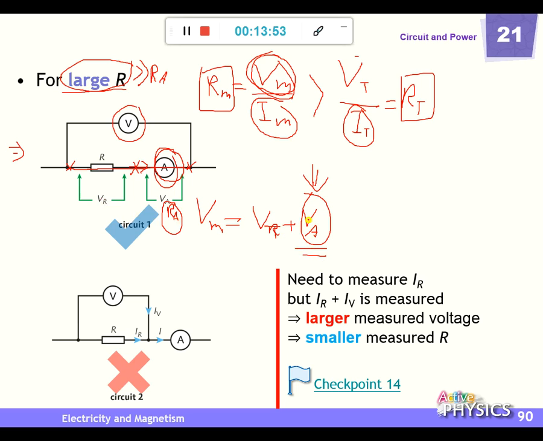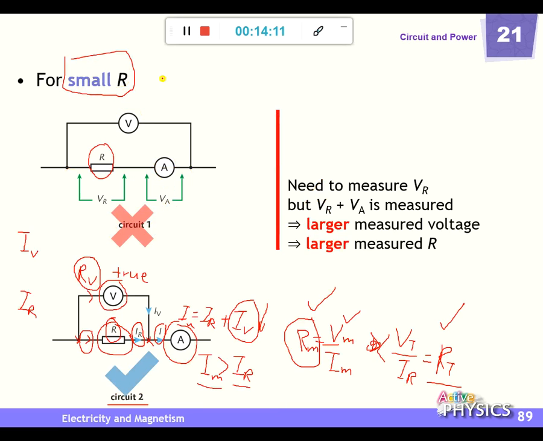If you can negate it, it means that the measured R will be the same as the true value. Okay, so this one is very important. Large R, how large is it? It should be very large compared with RA. Go back to the last line here. How small is it? This should be very small compared with RV.